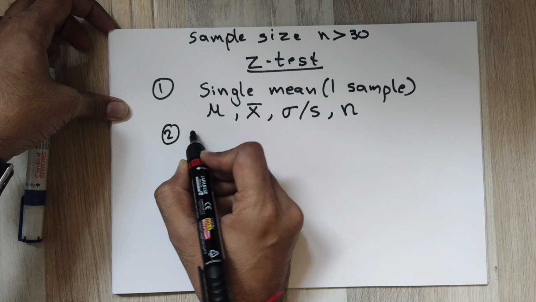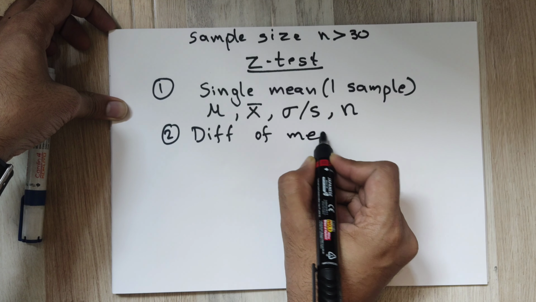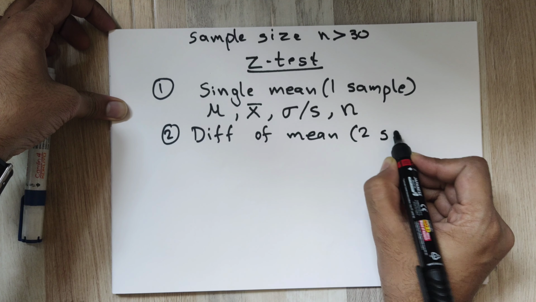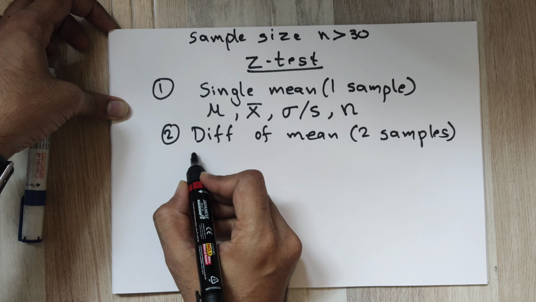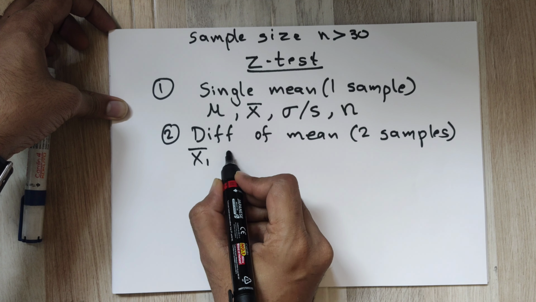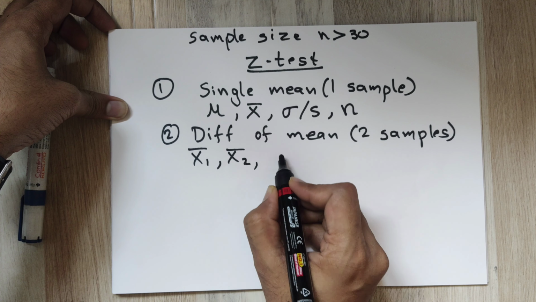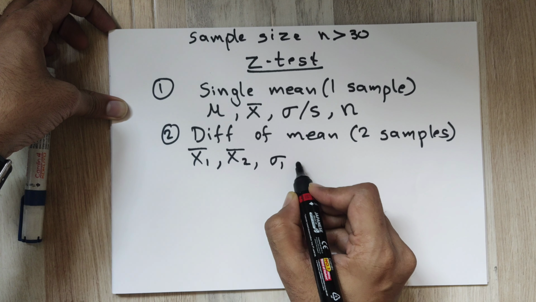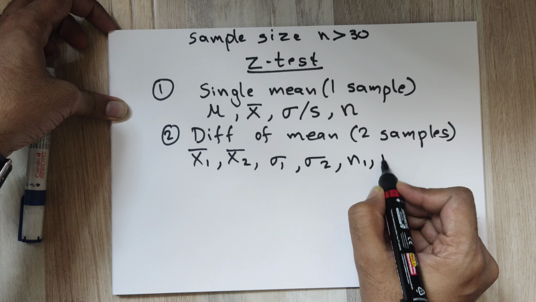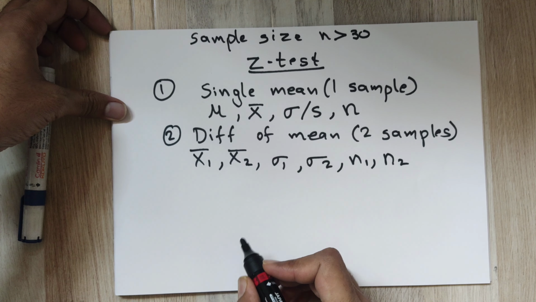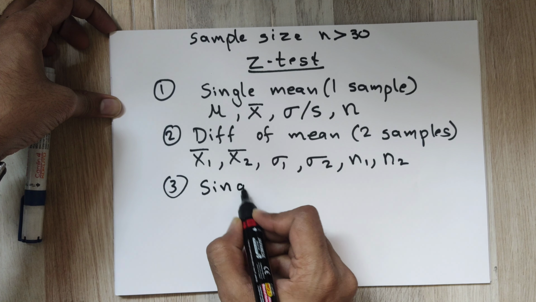The second Z test is difference of mean. So here we'll have 2 samples, and the kind of data that will be available to us will be x1 bar, x2 bar, that is sample 1 mean, sample 2 mean, sigma 1, sigma 2, n1, n2. The third type of Z test that we can use is single proportion.